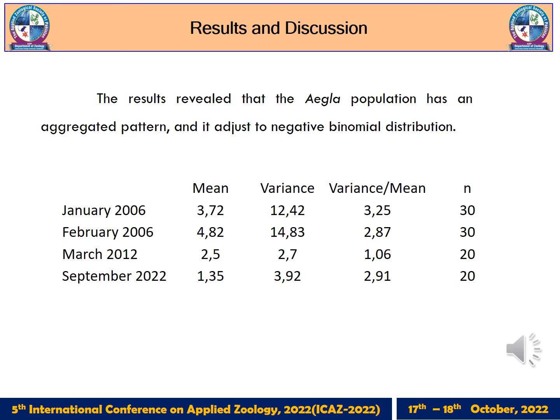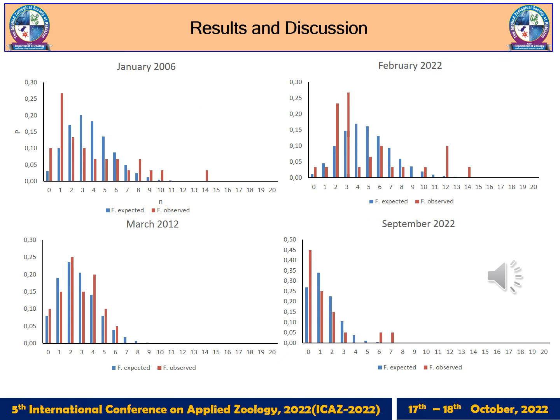In results and discussion, we revealed that the Aegla population has an aggregated pattern, and it fitted the negative binomial distribution. You can see the results in this table. In this slide, you can see the graphs of expected and observed frequencies for each population in the four sample periods, and you can see that the negative binomial distribution has a very good adjustment for all studied periods.